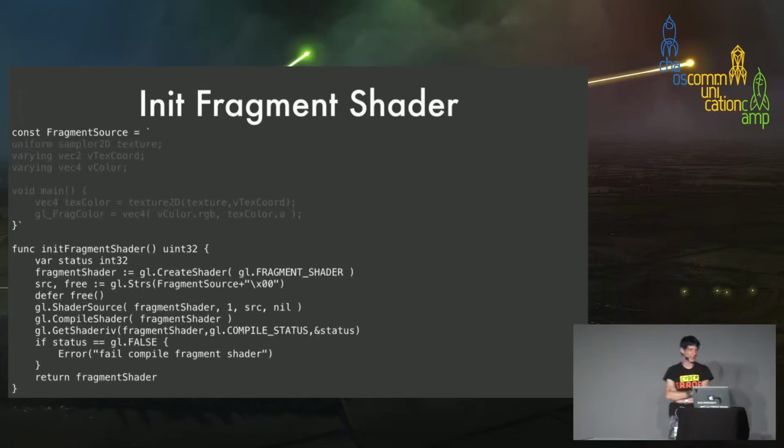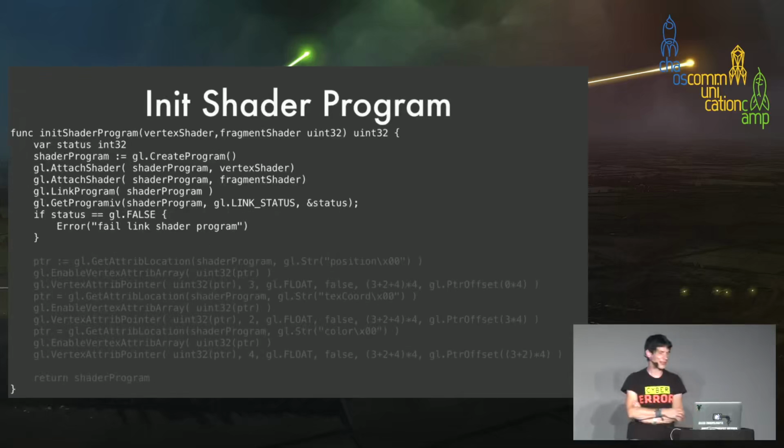And then again, we need to do the same thing as before. Exactly the same code, basically. GL create shader, shader source, compile shader, and check for error. After that, we have both our shaders in memory. Now we need to link them together into the shader program, which again looks very similar.